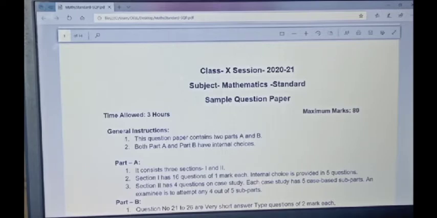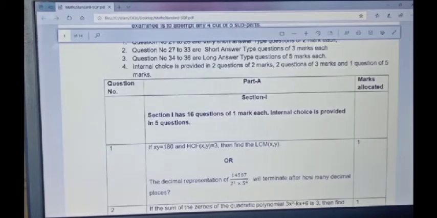So we know there are two parts, part A and part B. In part A there are two sections, section 1 and section 2. Today we are going to solve section 1 of part A. Here you can see the question paper pattern. Part A, first section, has 16 questions, each carrying 1 mark. In the first question there are two options, you can choose any one. So here I am going to solve the second one.